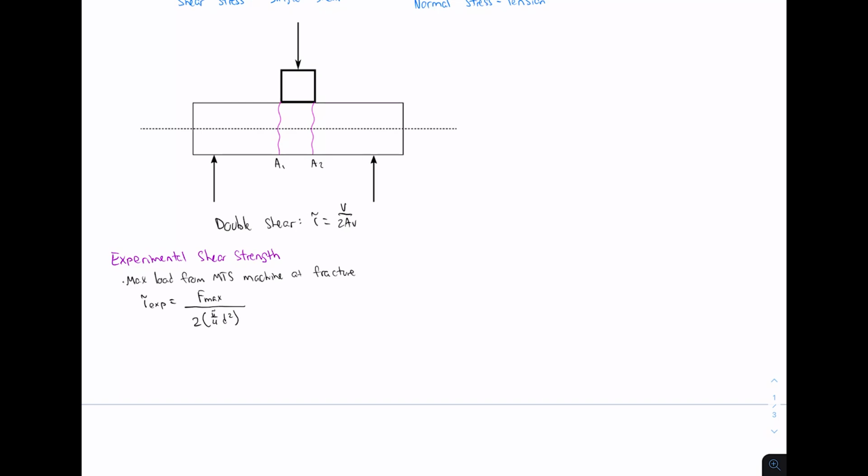Okay, so the experimental shear strength, this is basically the formula that we have written above. So this is going to be just tau experimental equals F max, that I could say V max, doesn't really matter, just some load, divided by 2 times the cross-sectional area, which is a circular rod. So F max, that's going to be the maximum load that we have recorded from the MTS machine at fracture. So obviously we just want to make sure we have the load at fracture for the shear.